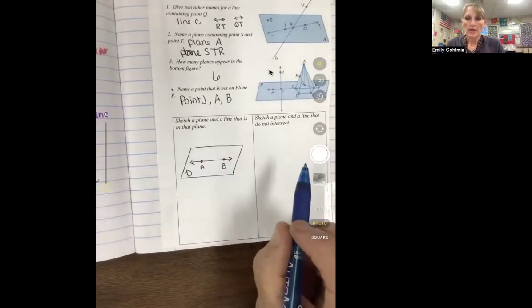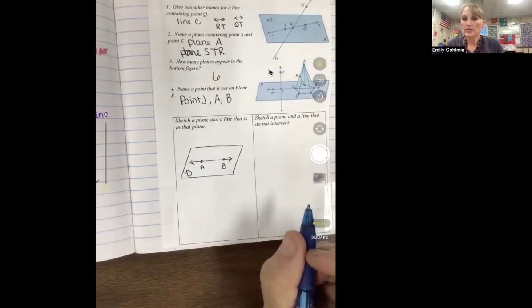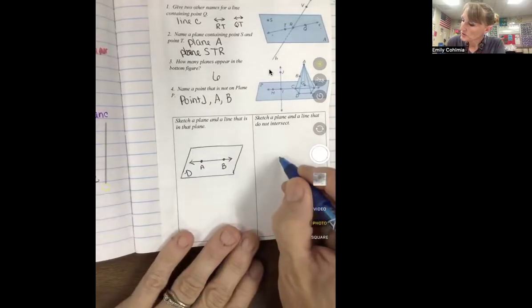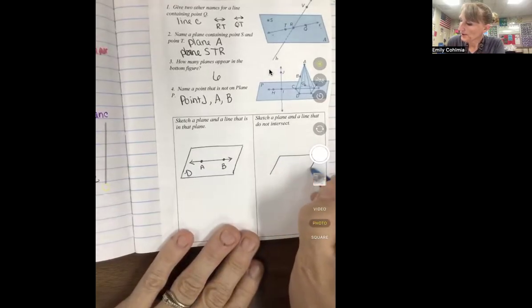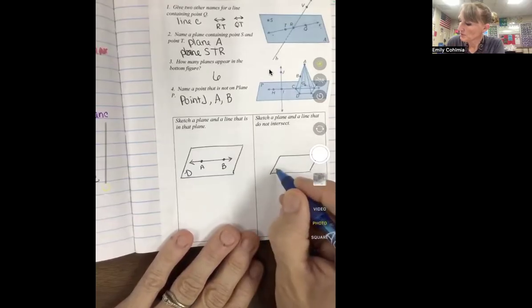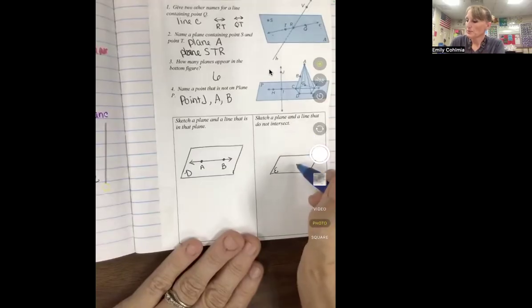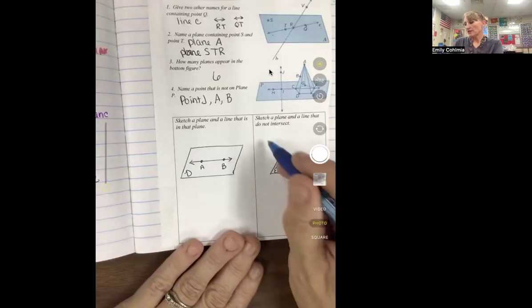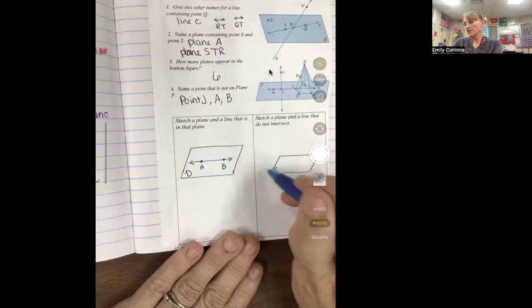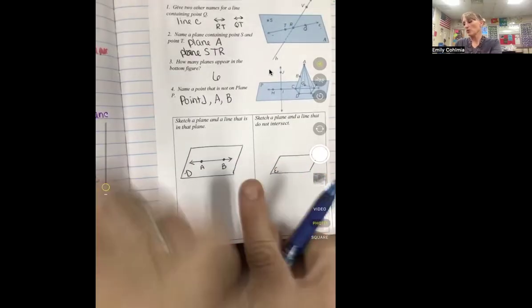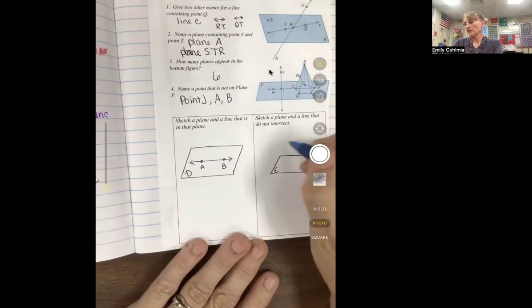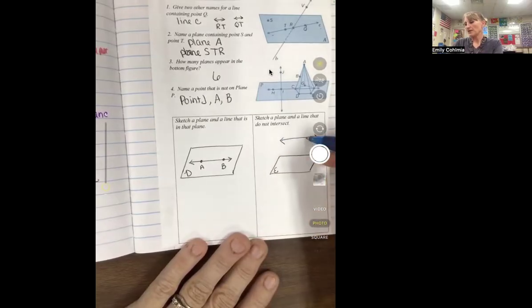The next one says, sketch a plane and a line that do not intersect. So if I have my plane here, we're going to make this one plane E. A line that does not intersect. So remember that these go on infinitely. So putting one over here is not going to work because technically this keeps going this way and they would intersect. So the only way this is going to happen is if you have a line up here that is actually parallel to the plane.